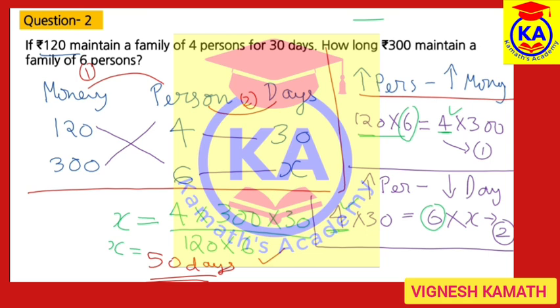And next, in the second case, person and days have been compared. So person and days are in inverse proportion, so that is direct multiplication. By that I have derived and made an equation there. So that is 120 into 6 into x is equal to 4 into 300 into 30. After solving, x is equal to 4 into 300 into 30 divided by 120 into 6, we are going to get the value of x as 50. Okay, 50 days. So we'll move on with the third question.